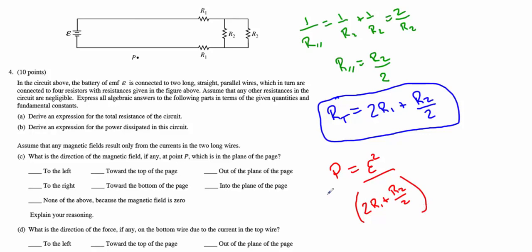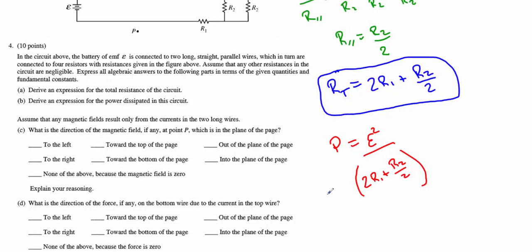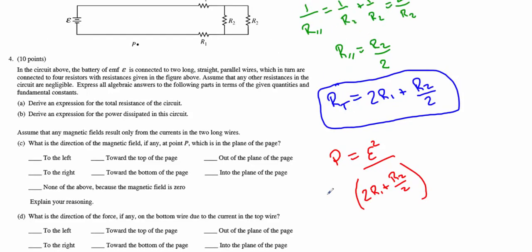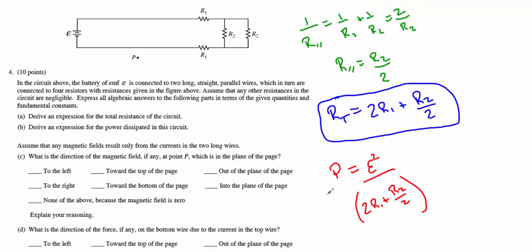And there it is. Now we're going to assume that the magnetic fields created are only from the 2 long wires. And we want to know what is the direction of the magnetic field, if any, at point P. So we have positive terminal here, negative terminal here, which means we have positive current flow to the right. All the way down here, we have positive current flow to the left. So we have to address the field created by both of these wires independently.